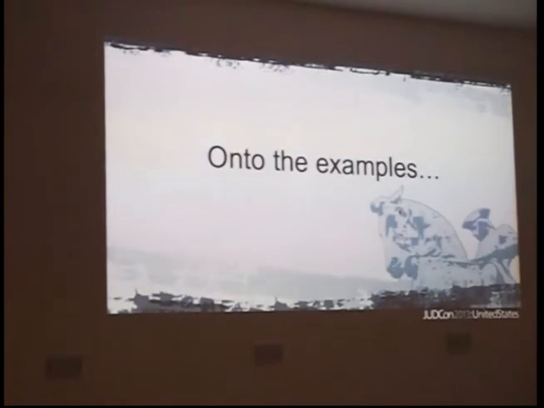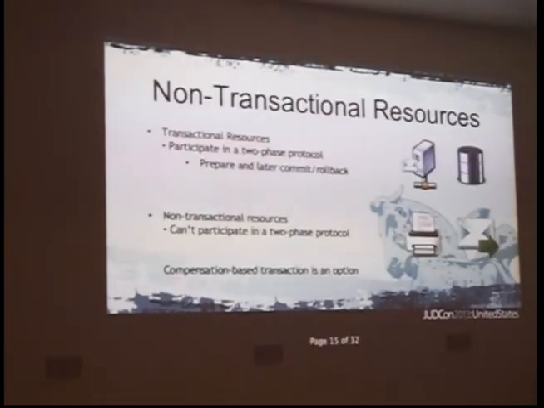Okay, so on to the examples. I'm going to go through three scenarios where you wouldn't want to use an ACID transaction, and I'll show with code how a compensation-based transaction could fit that scenario. The first one is a non-transactional resource. To explain what a non-transactional resource is, I'll talk about what a transactional one is. A transactional resource is one that can participate in a 2-phase commit protocol.